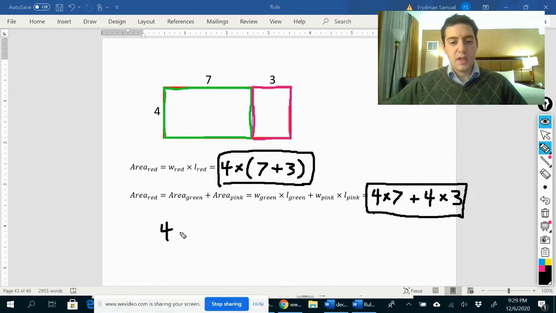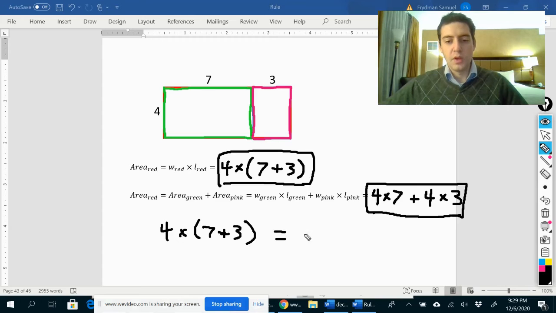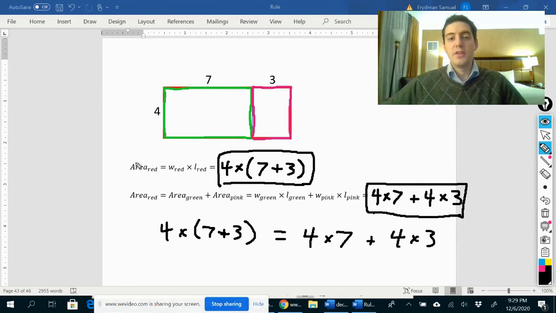So I'm just going to write it again here. 4 times 7 plus 3 must be equal to 4 times 7 plus 4 times 3. Okay, and we know that they must be equal to each other because, again, they both represent the area of the red rectangle. They both represent the exact same thing. And this is an example of distribution right here, where we can see that if we draw arrows here, we're distributing the 4 over the 7 and the 3.